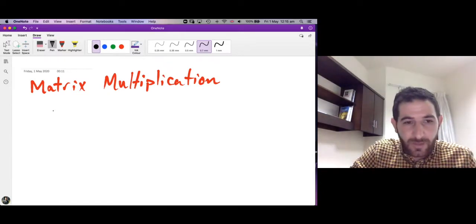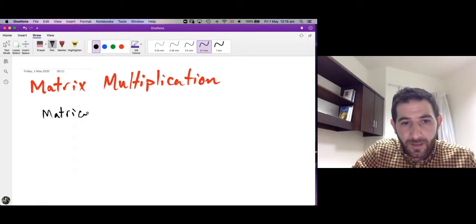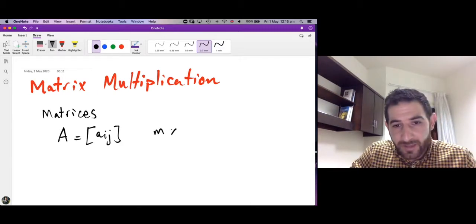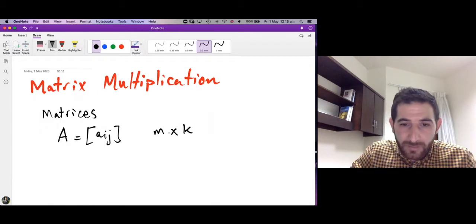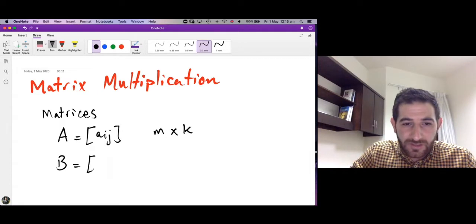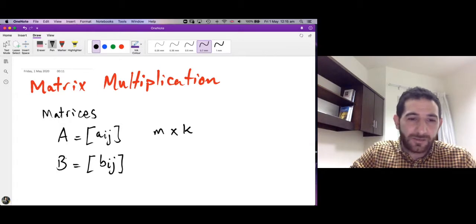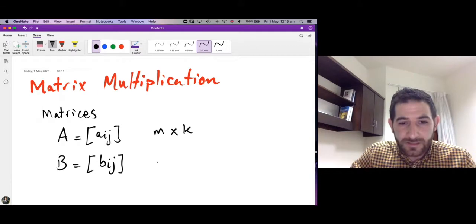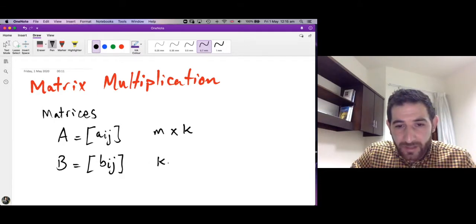So the beginning is that we have two matrices, A and B. We have matrix A, whose entries are denoted by Aij, and this matrix is of dimension m by k, which means we have m rows and k columns. And we have another matrix B, whose entries are denoted by Bij. Remember, Bij is the entry in the matrix B which lies in the ith row and the jth column. And this B is of dimension k by n.